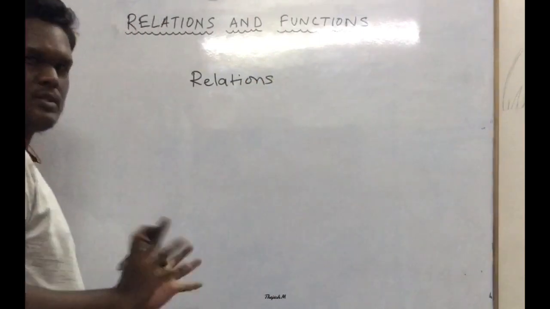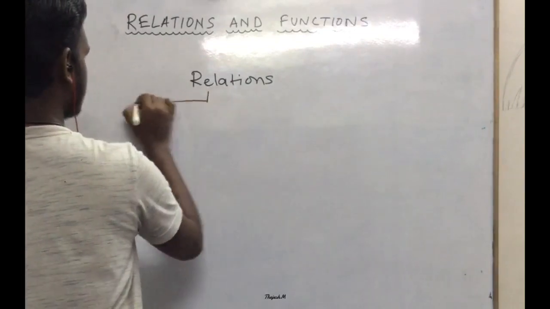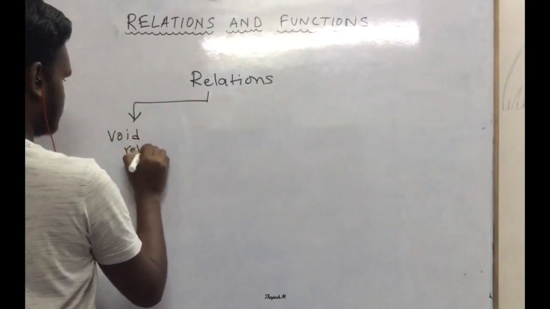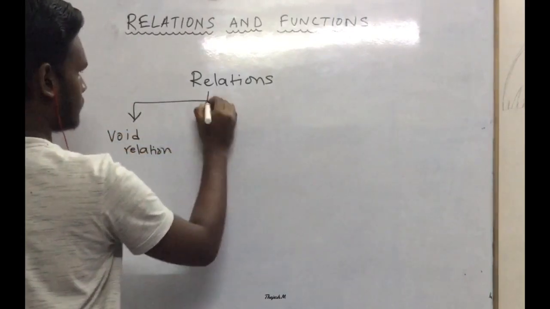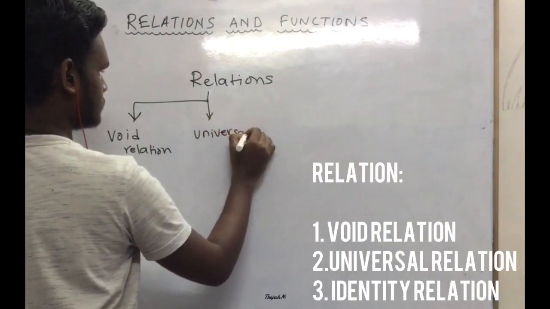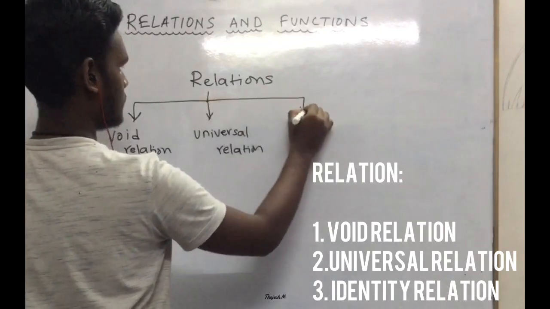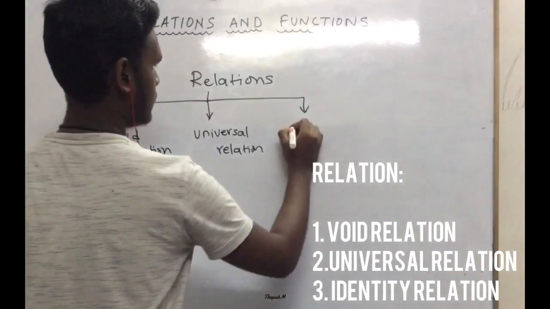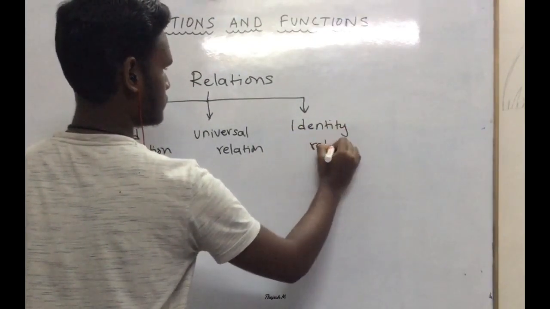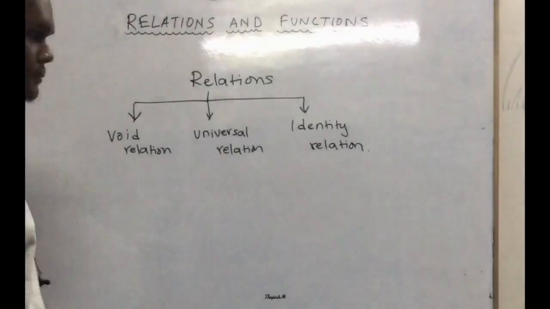are majorly classified into 3 types. They are void relation, universal relation, and identity relation. Okay, so let's see what are these 3.